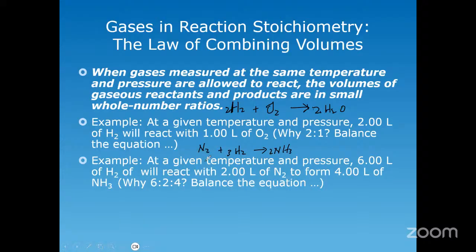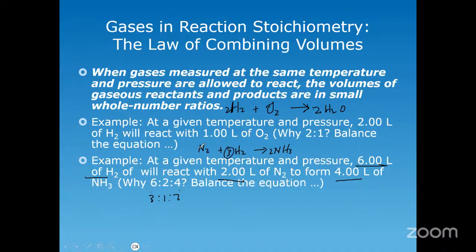In other words, 1 volume unit of nitrogen will react with 3 volume units of hydrogen to give 2 volume units of ammonia. Now, the example that I have here is that 6.0 liters of hydrogen will react with 2.0 liters of nitrogen to form 4.0 liters of ammonia, right? So the ratio in terms of the volumes would be 6:2:4, which is the same as 3:1:2, which is what we can see here.